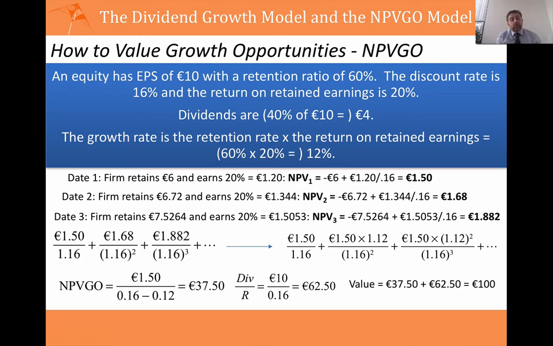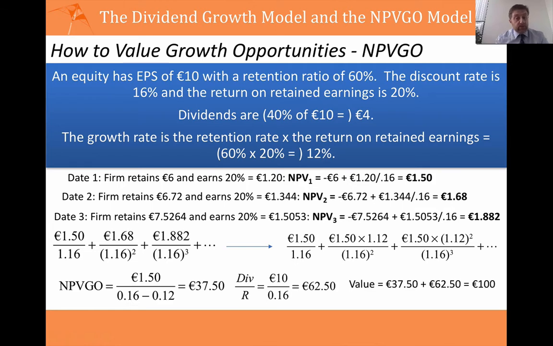Now we go to date 2. Because the earnings per share and the dividends are growing at 12%, we know that, we calculated that here, then it's a constant proportion of the earnings. So if the dividends are growing at 12%, the earnings will grow at 12% as well. So 12% growth on €6 is equal to €6.72. So that's the retained earnings at date 2.